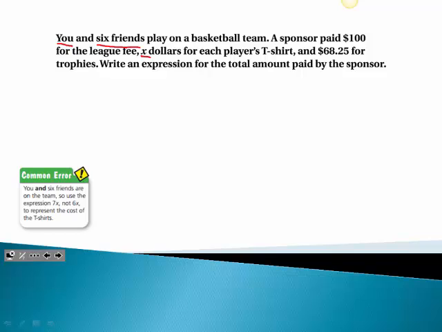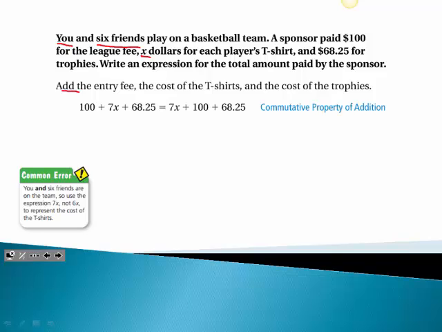So notice an expression is just a long phrase putting it all together. So the sponsor paid $100 plus X dollars for each player and $68.25. So we need to add them all together in order to find the total that the sponsor paid. So 100 plus how many players? There's 7 players because it's you and 6 friends. So 7 times X because it's 7 players times X dollars, and then plus $68.25.